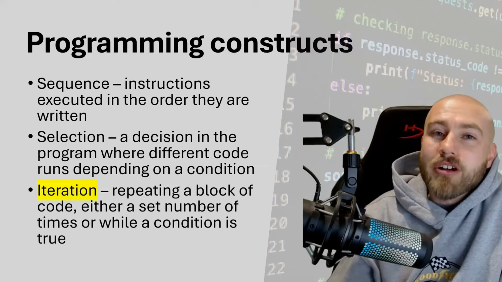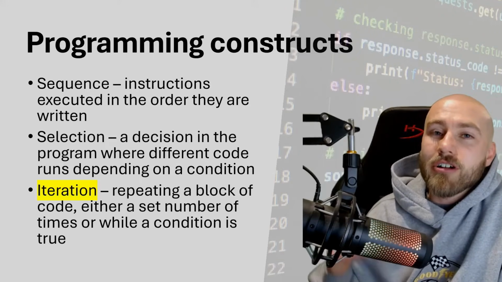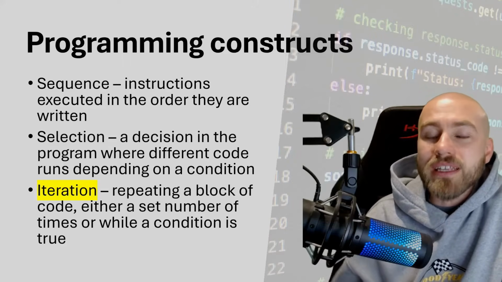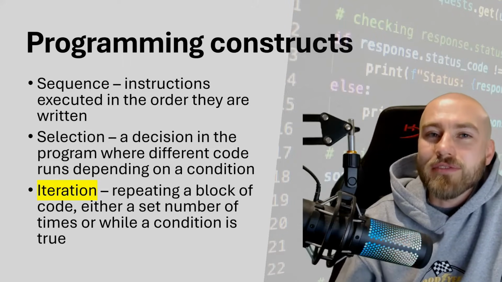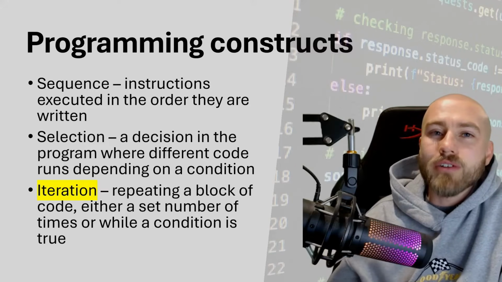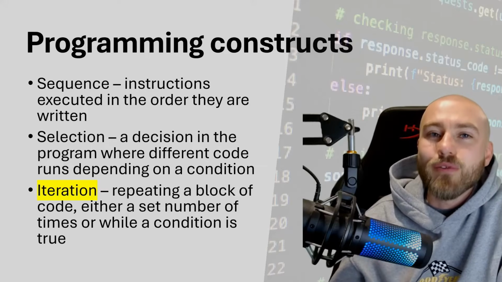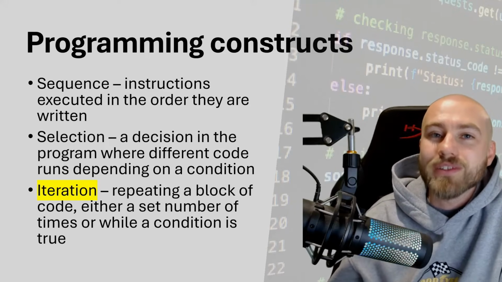And the final programming construct that we're looking at today is called iteration. If you think of the word reiterate, which is where you repeat something, this is where it gets its name from. It's where you can repeat a block of code. In this case, we're going to be looking at one type of iteration, which is known as the for loop, where it will do it a set number of times.